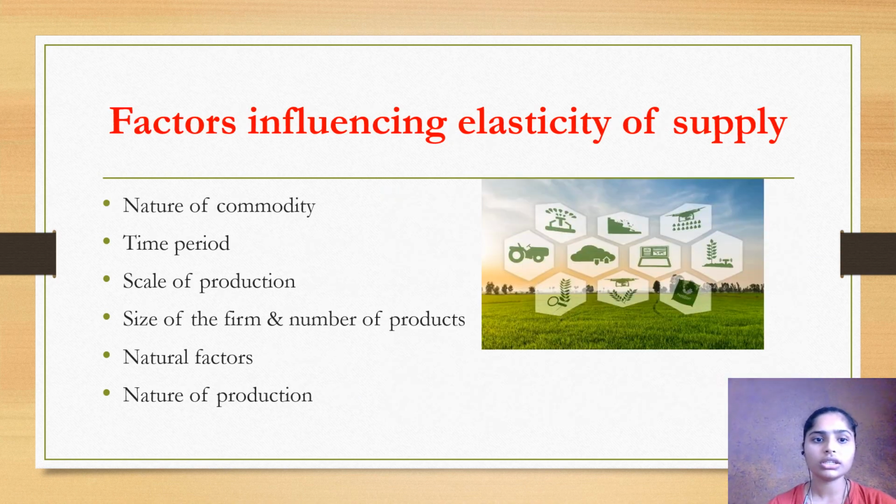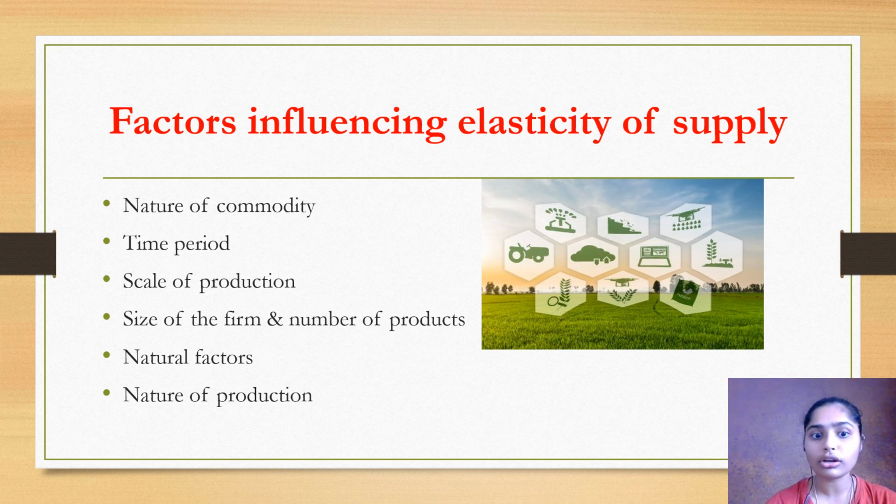Another thing is the factors influencing elasticity of supply. First one is the nature of the commodity. If the commodity is perishable in nature, then the elasticity of supply will be less. Durable goods have high elasticity of supply. Then second one is time period. If the operational time period is short, supply is inelastic, and when the production period is longer, the supply will be relatively elastic.